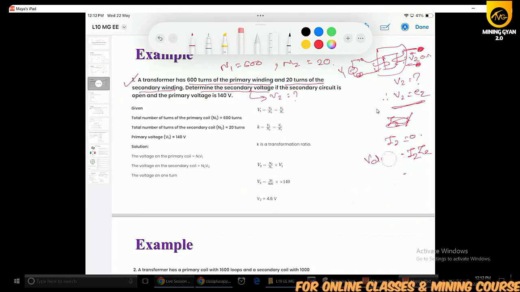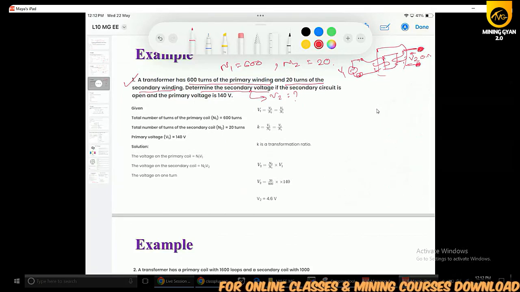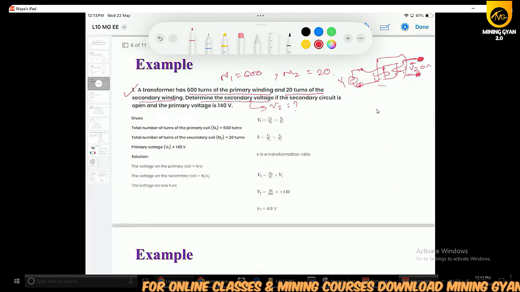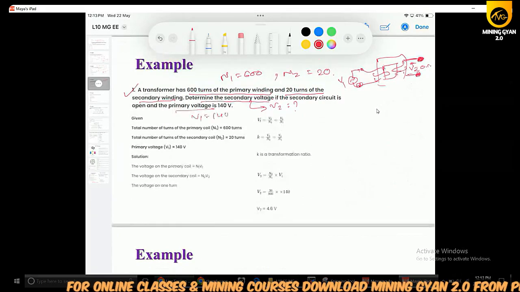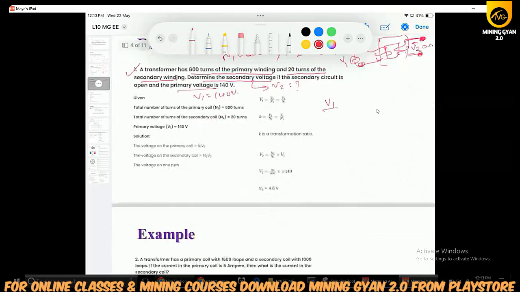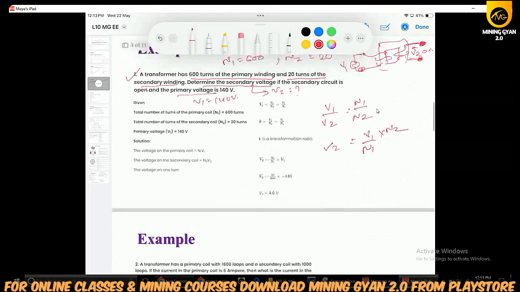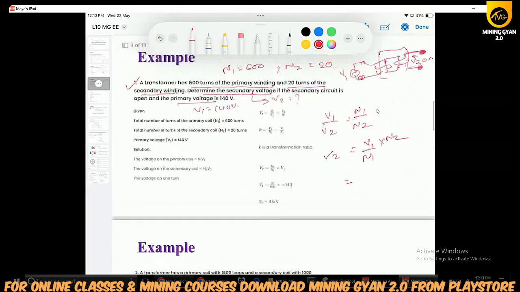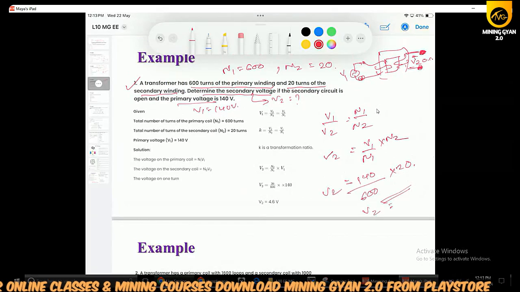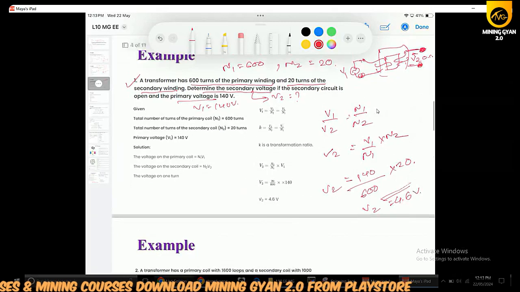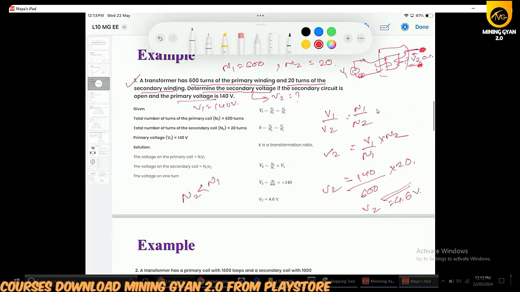So what it is asking: the secondary circuit is open and the primary voltage is 140 volts. Again, apply the same formula, V1 by V2 equals N1 by N2, so V2 will be V1 by N1 into N2. V1 is 140, divided by N1 which is 600, into 20. So that will be the V2 volts. V2 equals 4.6. Here you can see that N2 is less than N1, and hence V2 will be less than the V1 voltage.